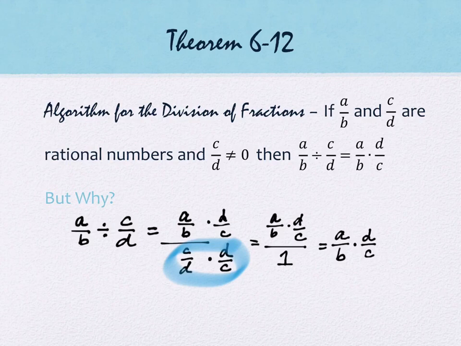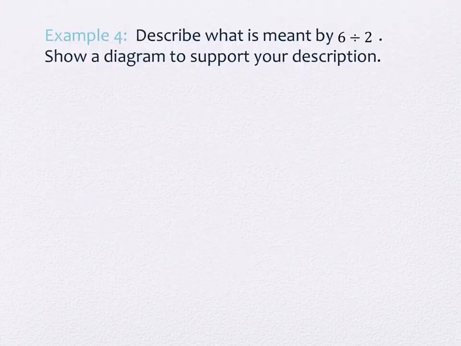Okay, I think I have time to do the example 4 and 5 to see how this works real quick. All right, this says to describe what is meant by 6 divided by 2 and to show a diagram to support your description. And there's a couple of ways to do this, but one is helpful when referencing fractions, and the other one is really not that helpful for fractions specifically. So I'm going to show you the one that's helpful for thinking about in terms of fractions, because that's what we're working with, right?